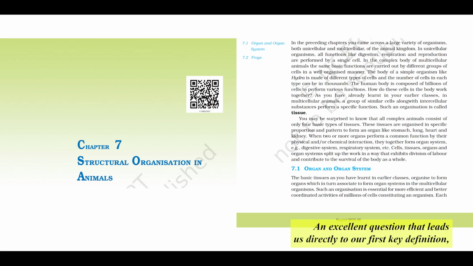Precisely. An excellent question that leads us directly to our first key definition, and you should definitely highlight this in your notes for exams. A tissue. A tissue, in biological terms, is defined as a group of similar cells, along with their non-living intercellular substances, that's the material between the cells, that collectively perform a specific function. Think of it as a specialized cooperative unit. Cells with similar structure and origin band together to carry out a particular task, like a specialized team in that factory analogy we used. This is a really foundational concept in animal biology.